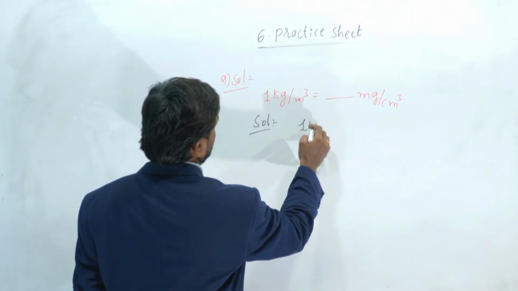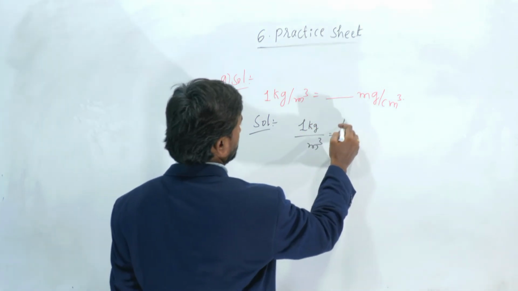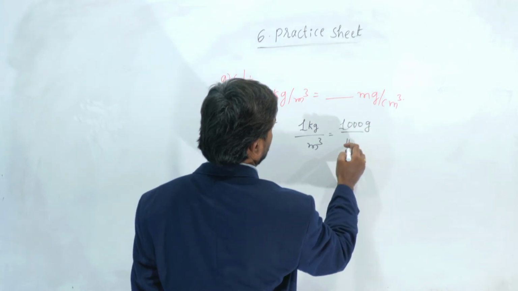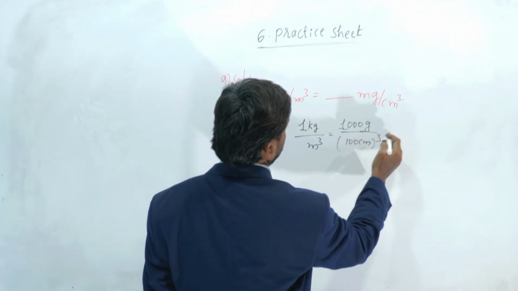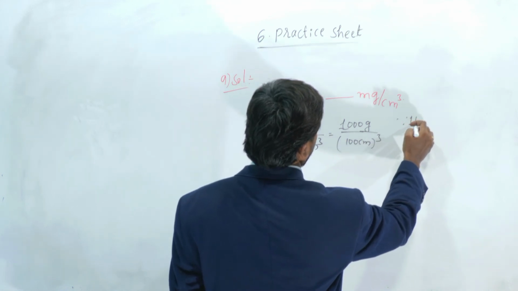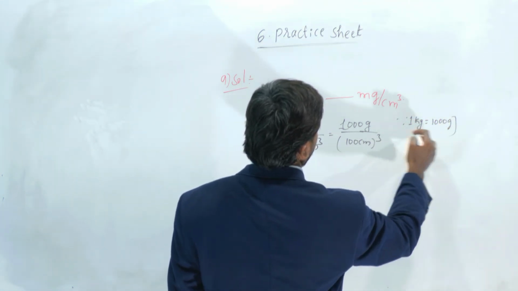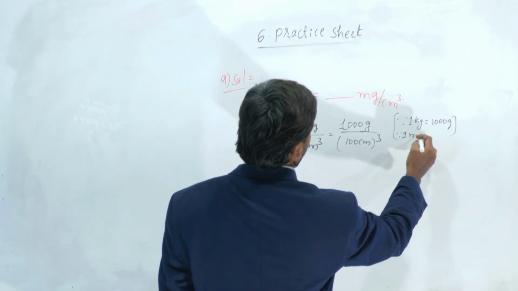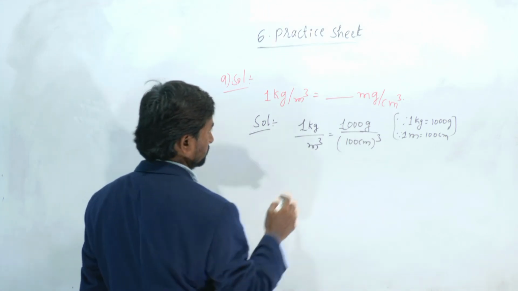So 1 kg per meter cube. We know that 1 kg is 1000 grams, divided by 1 meter, here 100 centimeter, and whole cube. Since 1 kg is equal to 1000 grams, and 1 meter is equal to 100 centimeters, so we have written here.